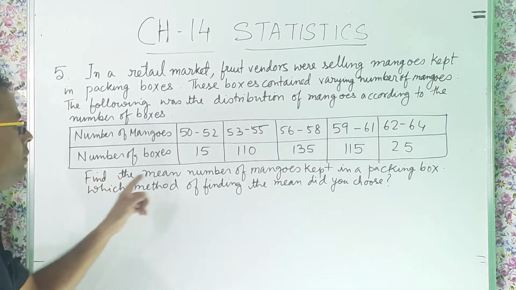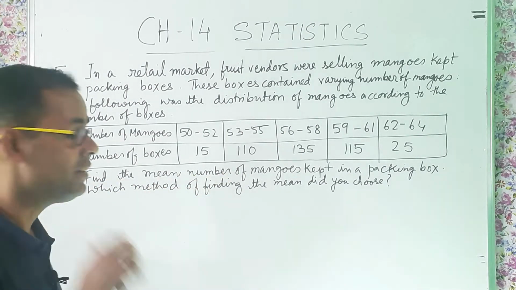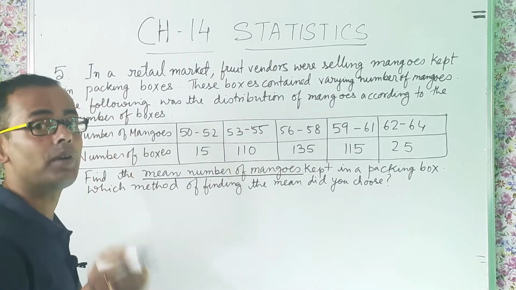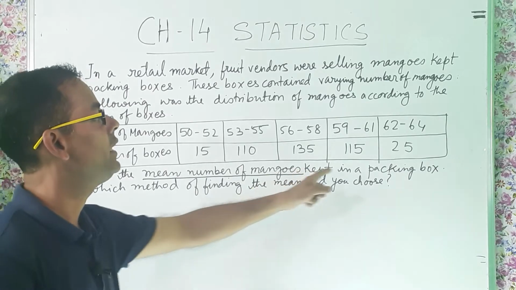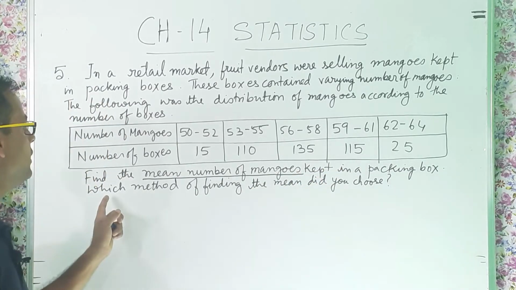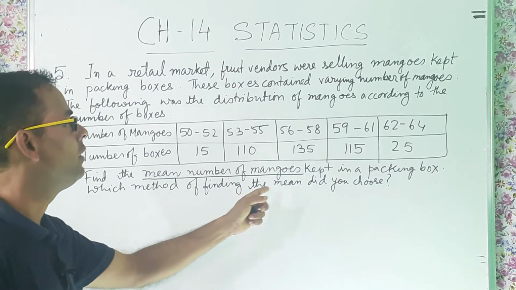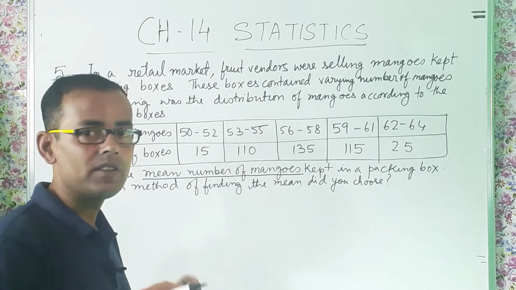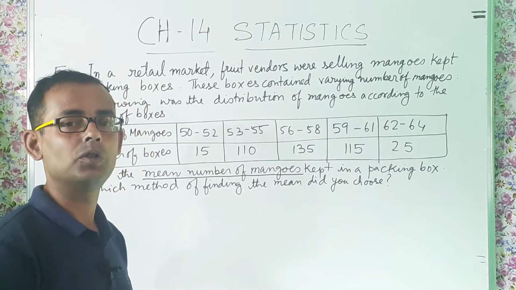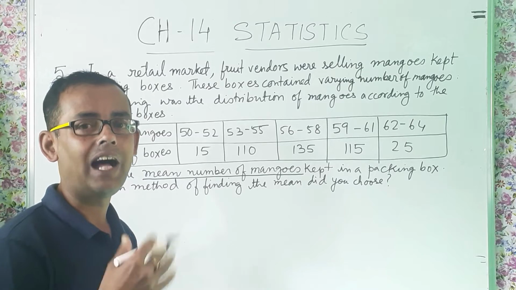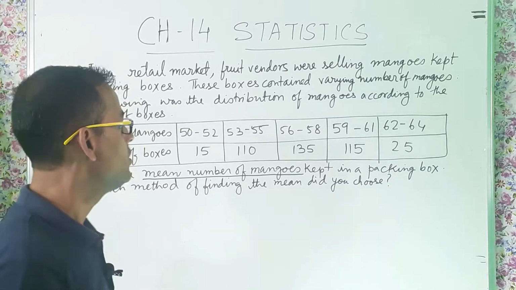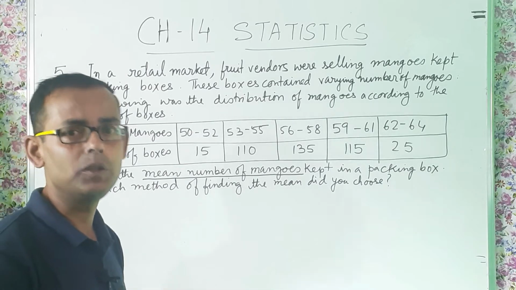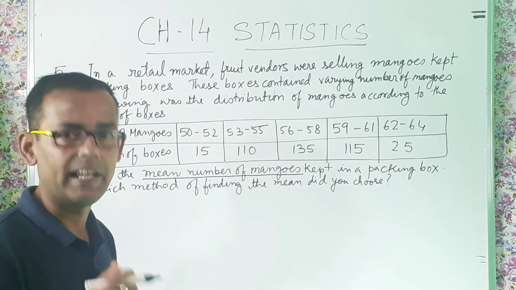Then find the mean number of mangoes. So here is the question: find the mean number of mangoes kept in a packing box. And then which method of finding the mean did you choose? All the previous parts we were solving in the direct method, so this sum also we will do in the direct method, and the other methods we will do later on. In the last answer, which method you used, you will tell you have used the direct method.